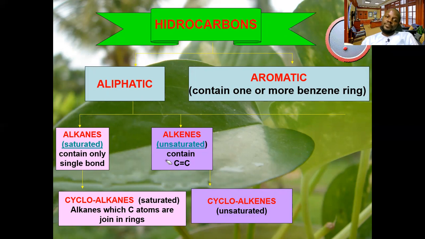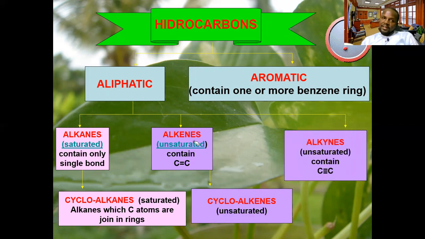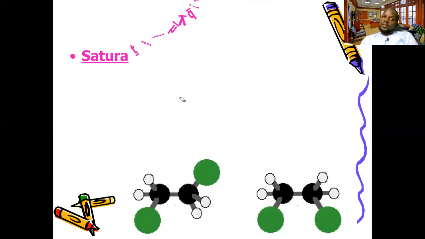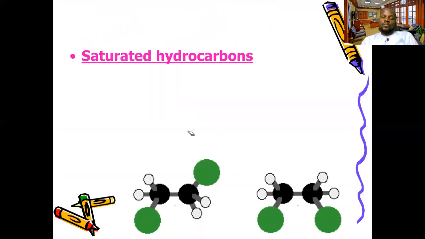The next type is the alkynes. The alkynes are characterized by 3 bonds between their carbon-carbon chains, and they can also exist in the same cyclic way. So now, for us to understand very well, we are going to look into saturated hydrocarbons.